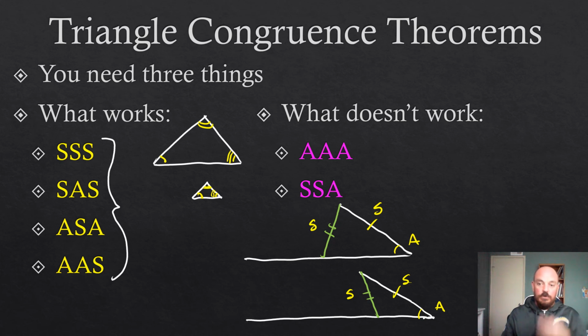If you're trying to do a proof and your reason is AAA, you're not done yet. You need to find one more side and then use like an ASA or something. Same thing with SSA. If you're trying to prove 2 triangles are congruent and you have the SS and A, find one more thing. Find the 3rd side and do SSS, or find the angle in between those sides and do SAS. You just don't have the right pieces with those 2.